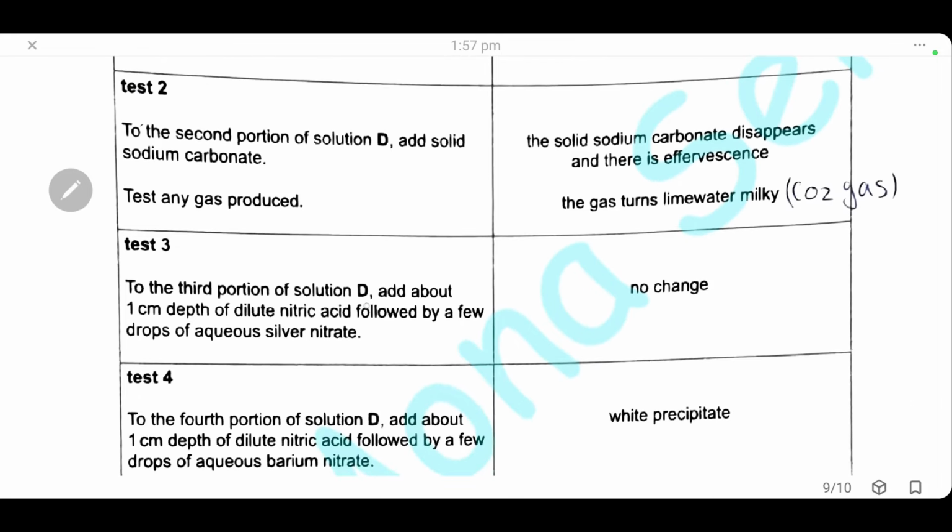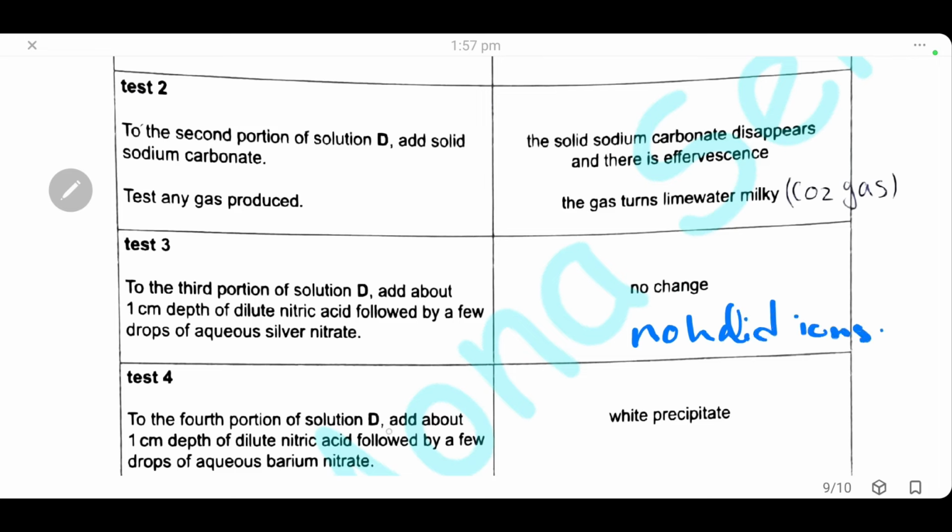To the third portion of solution D, we add 1 cm³ of dilute nitric acid followed by a few drops of aqueous silver nitrate. No change, that means no halide ions.